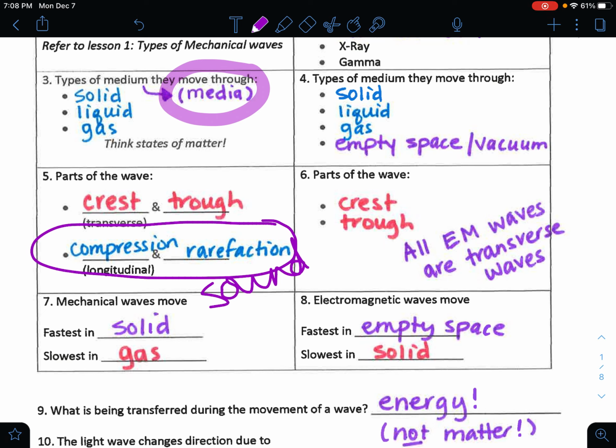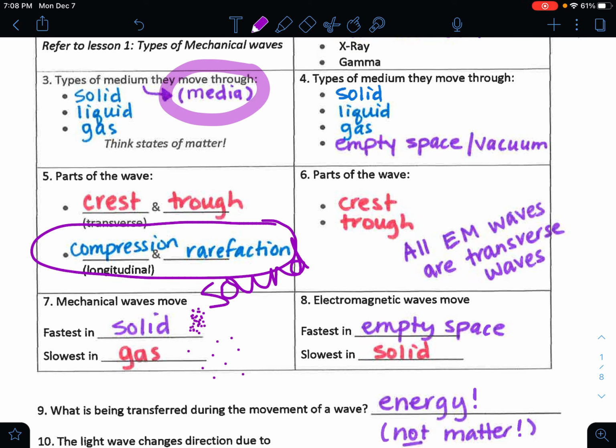So mechanical waves move fastest in solids and slowest in gas. And remember, that makes sense because in a solid, the particles are packed super tight together. So if we are moving from particle to particle to particle, it's going to move fastest where our particles are closest together. And with a gas, our particles are farther apart. So that also makes sense why they're going to move slowest in a gas.